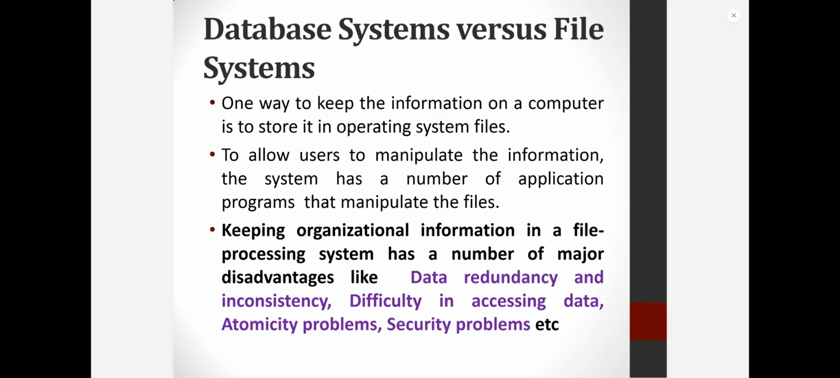So the disadvantages of file processing system would be storing organizational information in operating system files has several drawbacks such as data redundancy and inconsistency. Data duplication across files can lead to inconsistencies. Difficulty in accessing data: retrieving data in a file processing system often requires custom code or applications which can be cumbersome. Atomicity problems: ensuring all or nothing data modifications is difficult in a file system. Protecting data from unauthorized access is challenging in a file-based system.